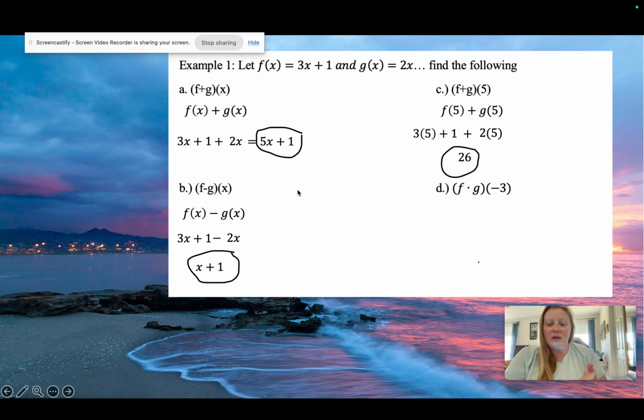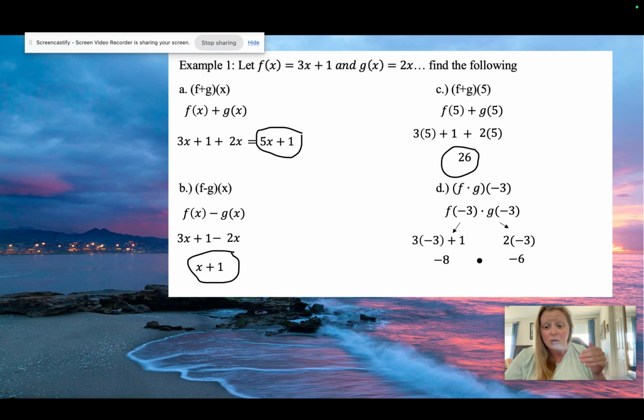And then I wanted to give you a multiplication one, but this time I'm going to use -3 instead of x. So same concept. I want you to get f of -3 and g of -3 by plugging -3 in for x. So there's my formula for f of -3, and there's my formula for g of -3. I want to turn both of these into numbers, and then I'll multiply them when I'm done. So I'm going to get -8, -6, and when you multiply those together, you're going to get 48.